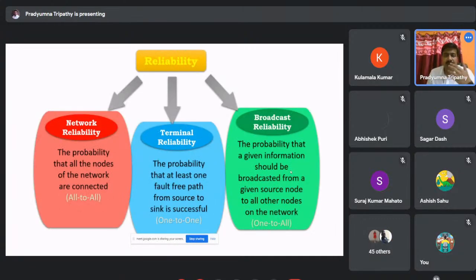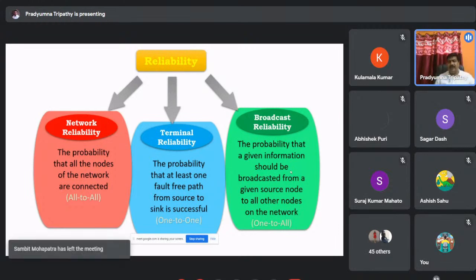Now, if you go deeply into the reliability term, there are three different types of reliability associated with a network. When I say interconnection network, it is not only for parallel or distributed systems. These interconnection networks can be applicable in practical scenarios. For example, a traffic management system: each of the traffic posts can be considered as one node, and the connections between them may be the links. Cities may be considered as nodes, and the roads between the cities can be considered as links.